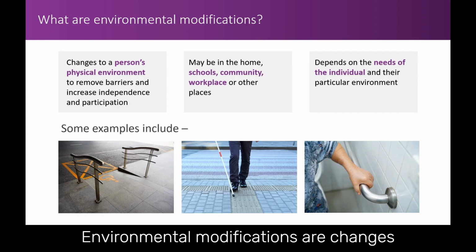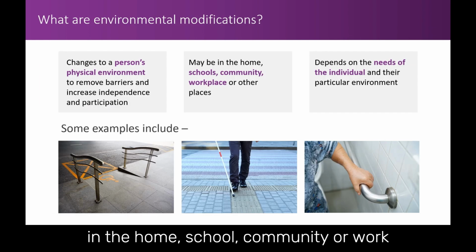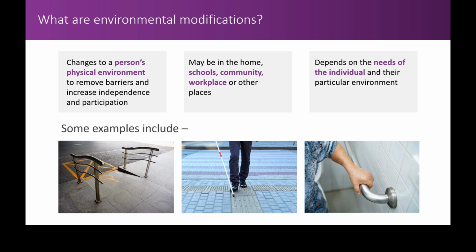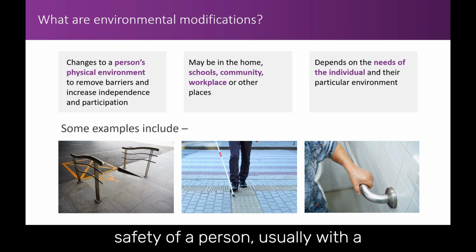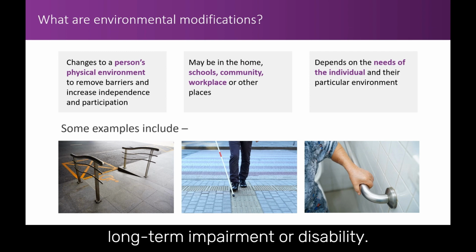Environmental modifications are changes in the home, school, community, or work environment that are necessary to improve the functional independence and safety of a person, usually with a long-term impairment or disability.